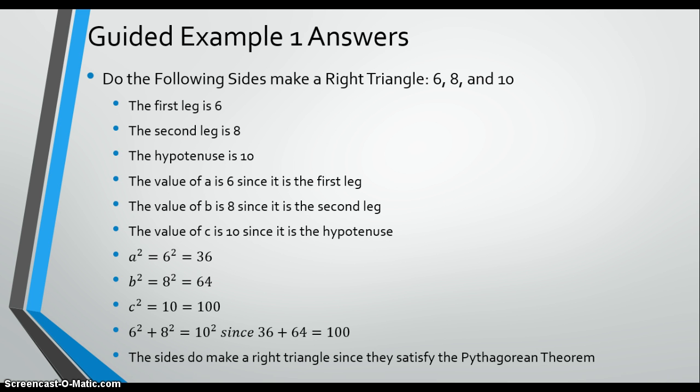We know A is 6, so A squared is going to equal 6 squared, which is 36. We know B is 8, so B squared is going to equal 8 squared, which is going to equal 64. We know C is 10, so C squared is equal to 10 squared, which equals 100. And 6 squared plus 8 squared is going to equal 10 squared, since 36 plus 64 equals 100. So these sides do make a right triangle since they satisfy the Pythagorean theorem.